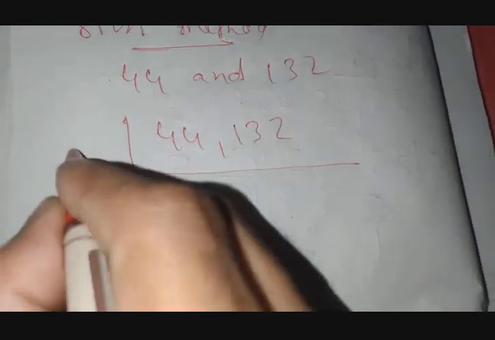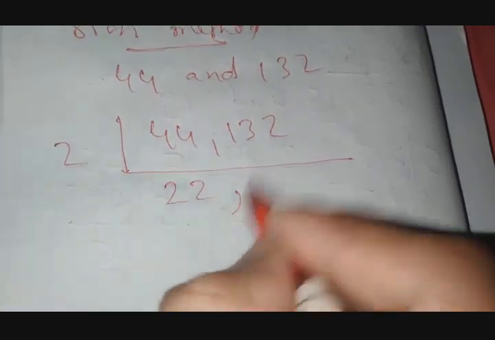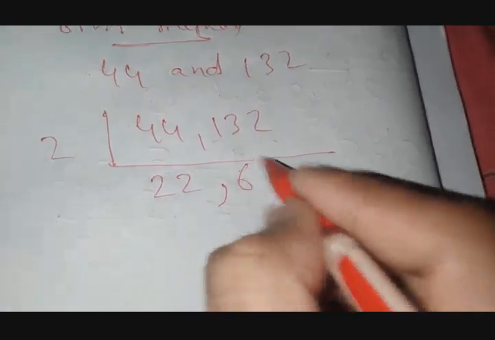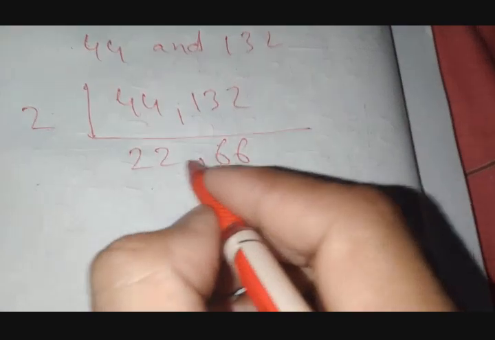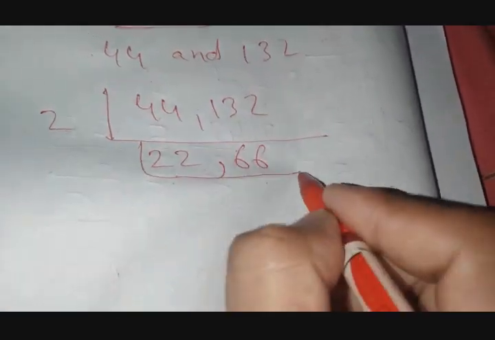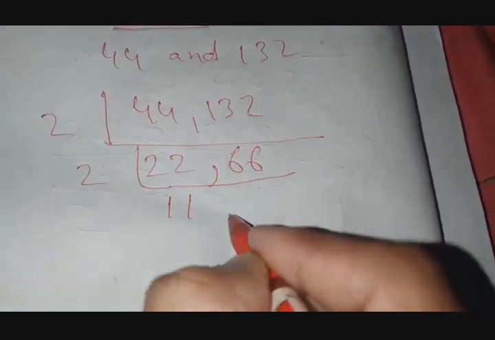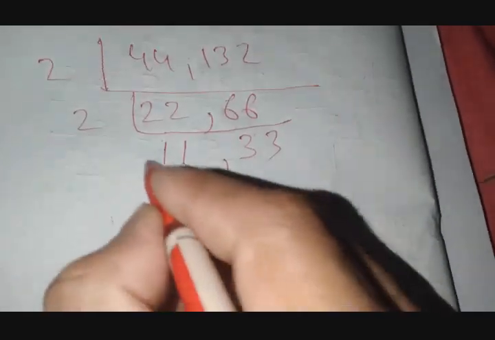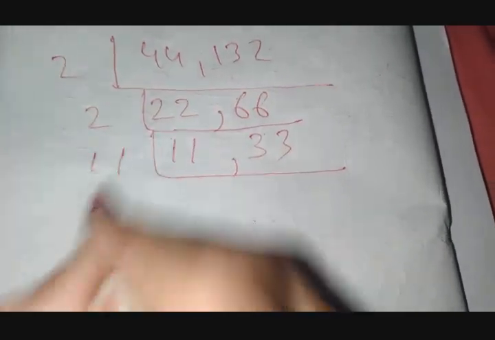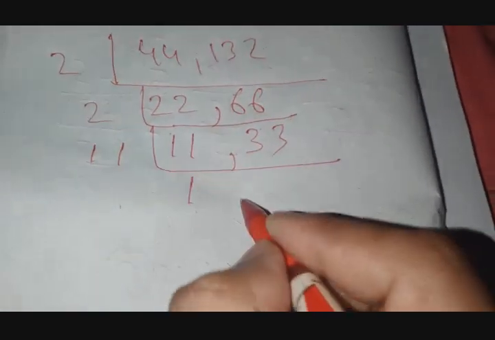We will first divide by 2, 2, 2. Then we'll get 22 and 66. Then again we'll divide by 2, giving 11 and 33. Then again we divide by 11. Then we get 1 and we get 3.